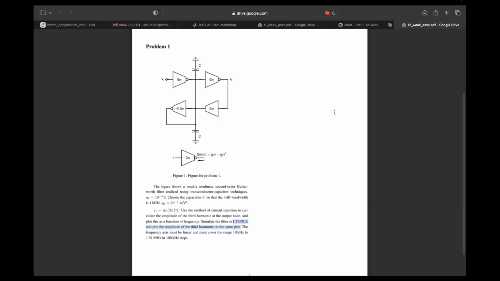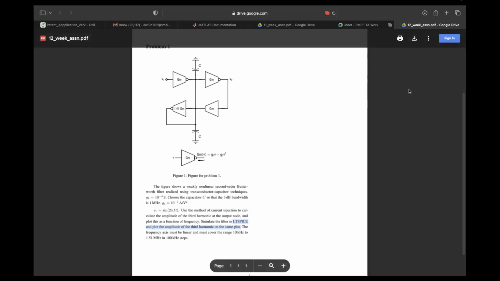Sir, the final paper will be evaluated by the professor or by TAs? How many members? I don't know. All those logistics, why do you care? Just prepare for the exam, give the exam, and be done with it. Okay, sir.